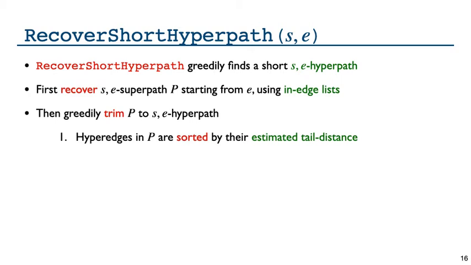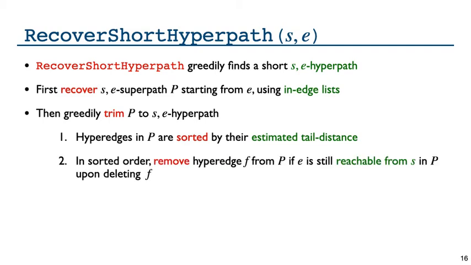Recall that the estimated tail distance for E is the length of the shortest known hyperpath from S to the tail set of E. Then, in this sorted order, it considers removing hyperedge f from the superpath if E is still reachable from the source upon removing f from the superpath. Removing the hyperedges in this order is likely to leave the shortest hyperpath, because redundant hyperedges with higher tail distance will be deleted before redundant hyperedges with lower tail distance.